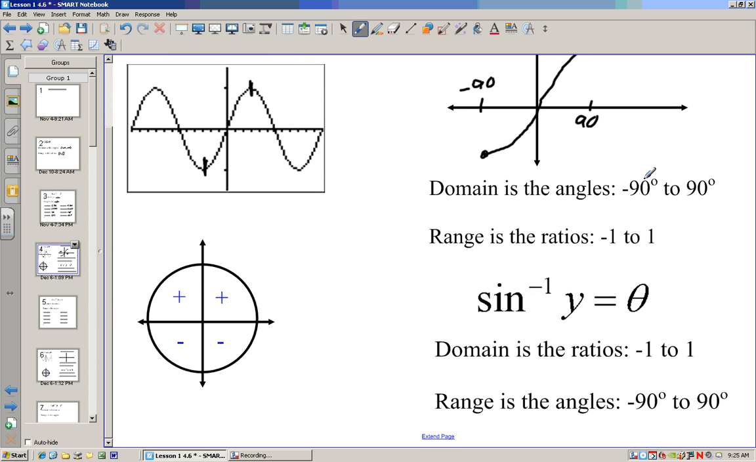So the domain of the angles is from negative 90 to 90. The range of the ratios of sine are between negative 1 and 1. But in the inverse sine, the domain and the range are flipped around. Now on the unit circle, negative 90 is down here and 90 is up here. So inverse sine will only be using these two quadrants, 1 and 4.